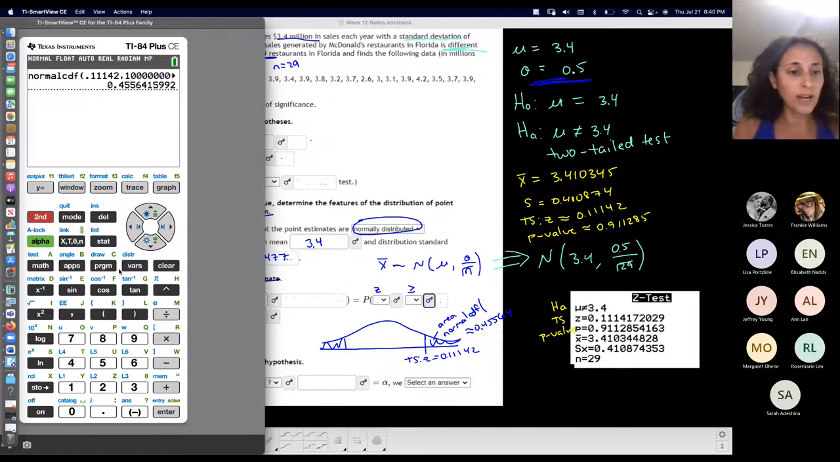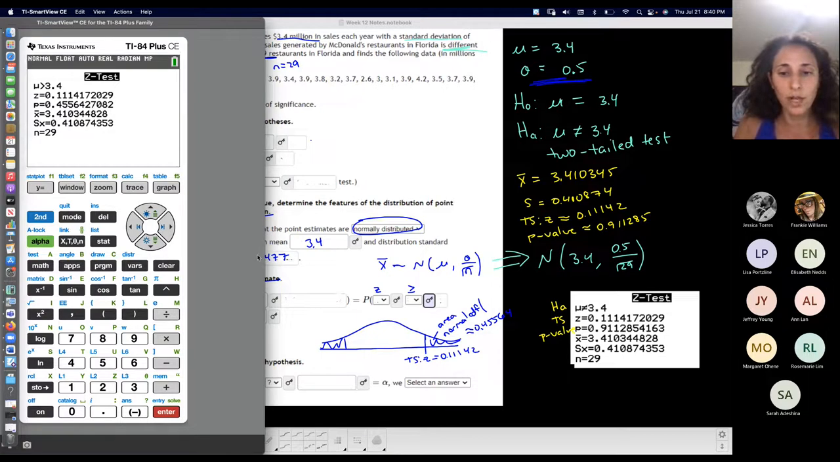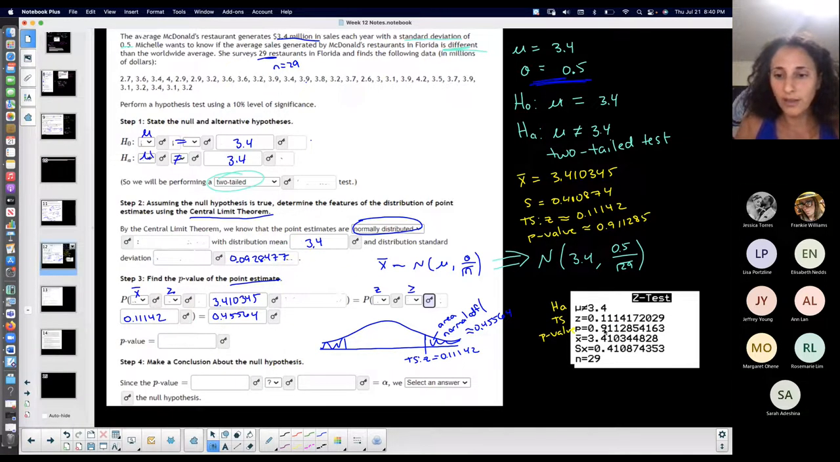If I change it to a right-tailed test, check it out. Changing it to a right-tailed test, my p-value matches, 0.4564, right? But because it's a two-tailed test, this is my output and the p-value is much larger.